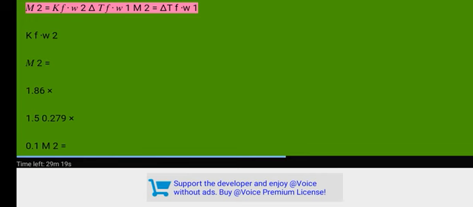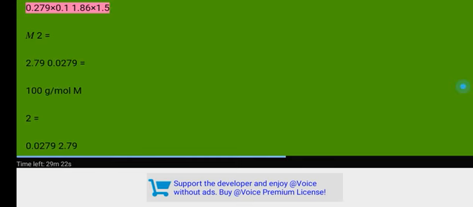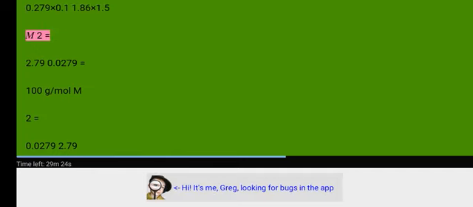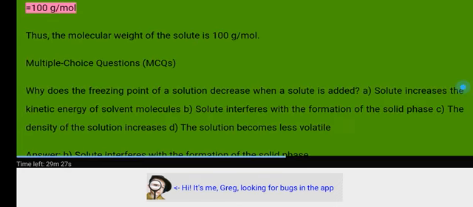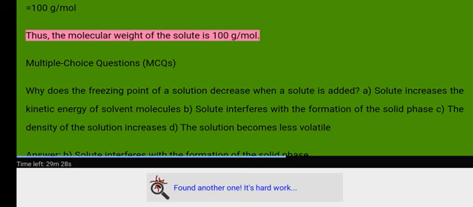M2 equals Kf times W2 over delta Tf times W1, which equals 1.86 times 1.5 over 0.279 times 0.1. M2 equals 2.79 over 0.0279, which equals 100 grams per mole. Thus, the molecular weight of the solute is 100 grams per mole.